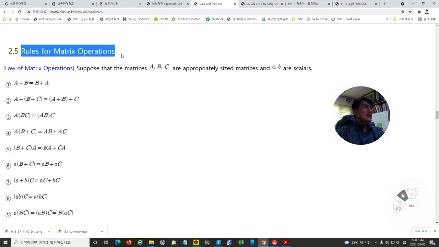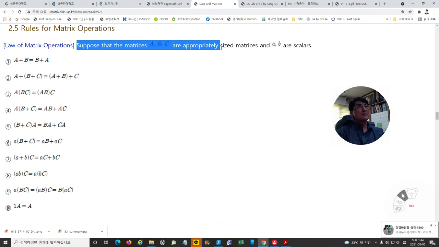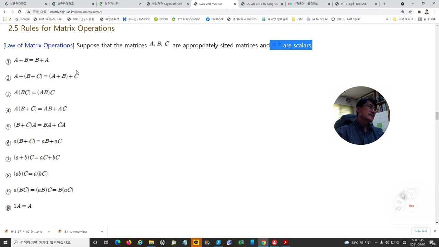And then we will see the properties of these matrix operations. In section 2.5, we introduced the rules for matrix operations. Suppose the matrices A, B, C are appropriately sized matrices and a, b are scalars. Then matrix addition is commutative: A plus B is equal to B plus A. A plus B plus C is equal to A plus B plus C, so matrix addition is associative. And A times BC is the same as AB times C, so matrix product is associative as well.